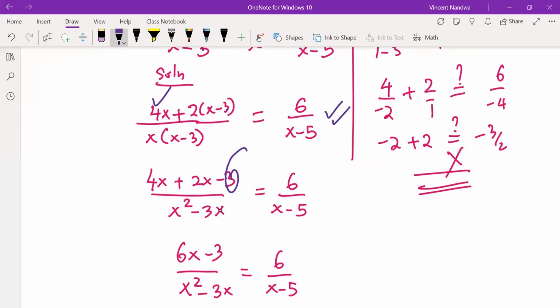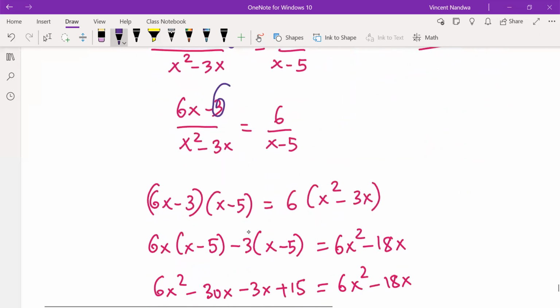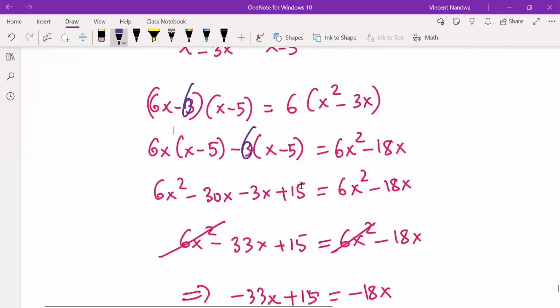So that's why it is advisable, whenever you are solving such kind of equations, to confirm the answer before you go to the next question, to be sure that what you have is a solution. So this was the mistake. 2x minus 6, not minus 3. So therefore, it will be 6x minus 6. And then we'll have 6x, and so we'll have minus 6.